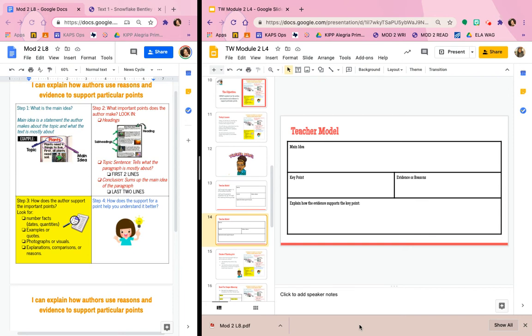Here, I'm going to show you how to explain how authors use reasons and evidence to support particular points. Before I get started, I have a couple of materials. I have my anchor chart here. So I'm going to walk through steps 1, 2, 3, and 4.